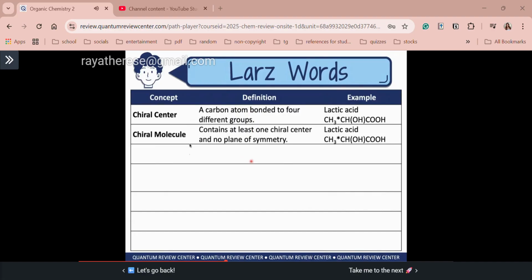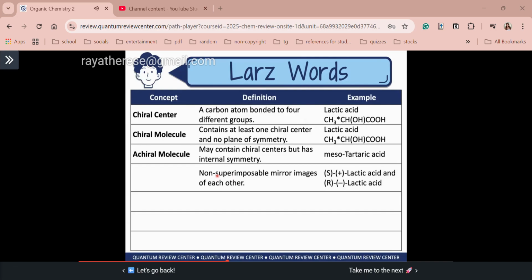Still, that's a chiral molecule, class. Again, emphasis on the absence of a plane of symmetry. Next, it may contain chiral centers but has internal symmetry, particularly meso compounds. Generally, class, the umbrella term we use is a chiral molecule. Fourthly, non-superimposable mirror images of each other. See, we have your S and R configurations, particularly your enantiomeric pairs.